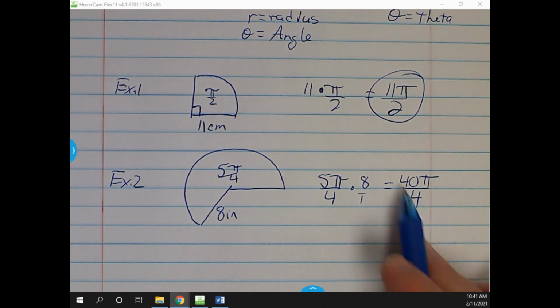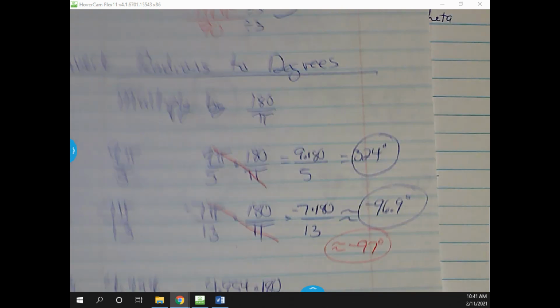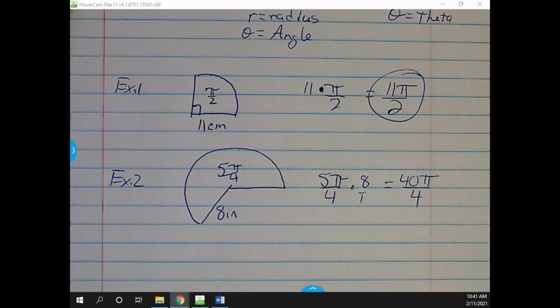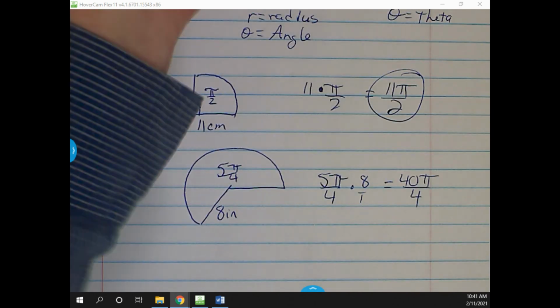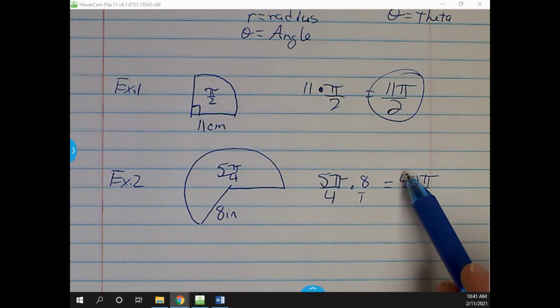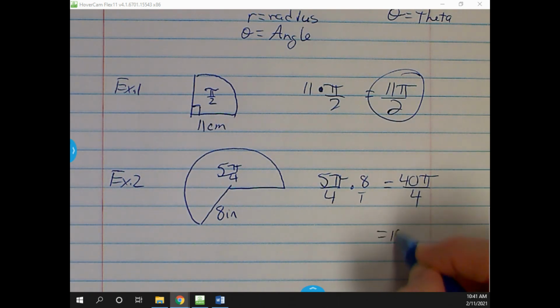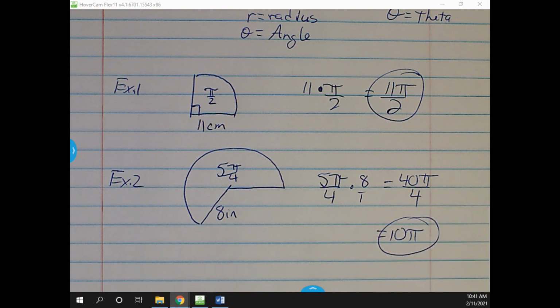And then this part kind of looks like when we're doing the conversions back here. Well, all you've got to do then is just go back through the problem, like we did back here, and simplify this fraction. Well, in that case, it comes out nice because 40 divided by 4 is just 10. So that's 10 pi. Okay, so that's it.